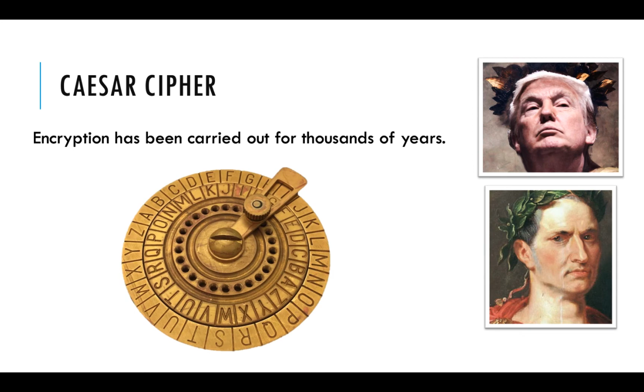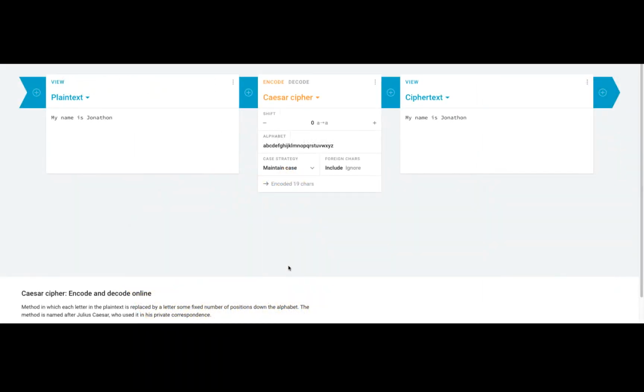The key will dictate how far we move in the alphabet. And if you take a look at this example, my plain text here says my name is Jonathan, and I have a shift here, which is my key. If I change it to 1, A becomes B, change it to 2, it becomes C, change it to 3, it becomes D, and just keep shifting down the alphabet.